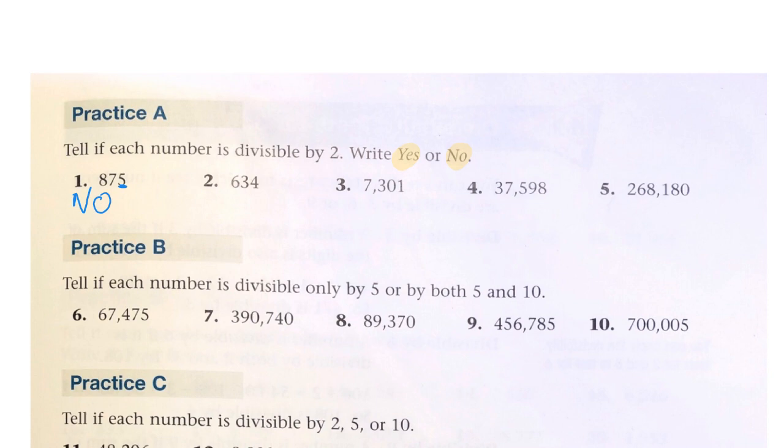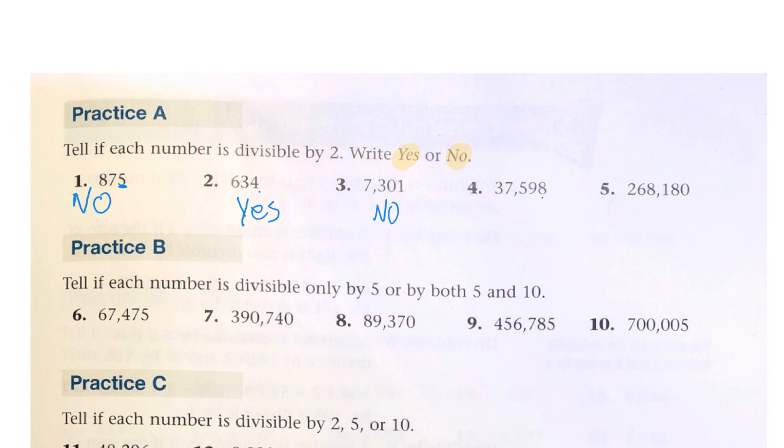Number 2, 634. Is that number even or odd? It's even because it ends with a 4. So that is divisible by 2. So we write yes. 7,301 is odd because it ends in a 1. Therefore, it is not divisible by 2.